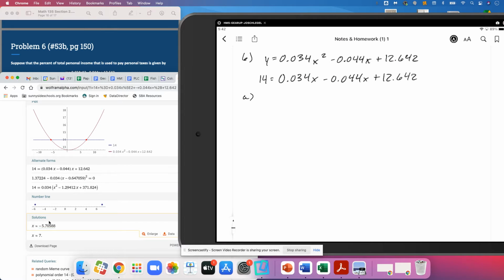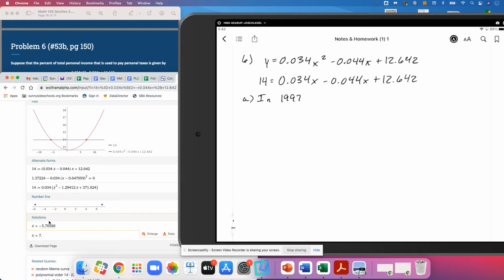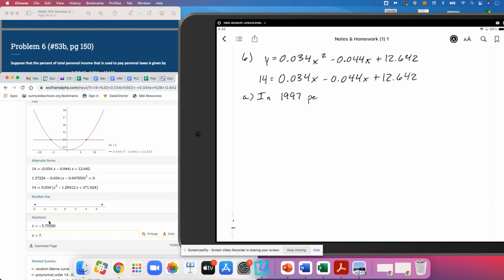So for part A, in 1997, and this is all according to the model, of course, the percent of income going to tax is estimated to be 14%.